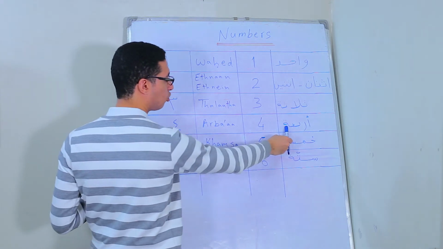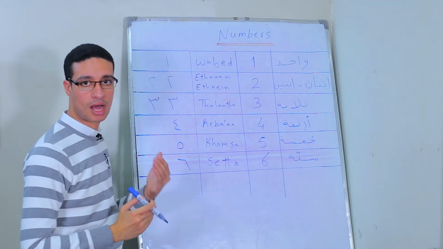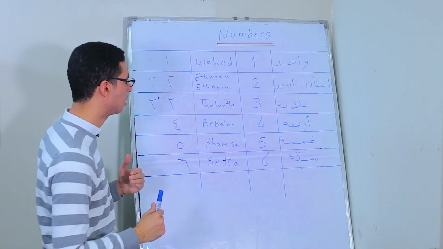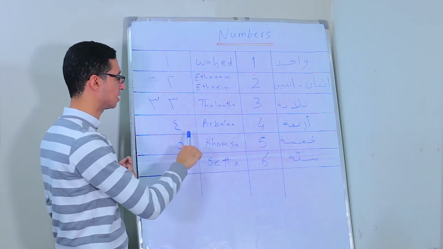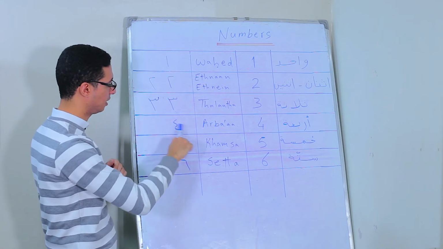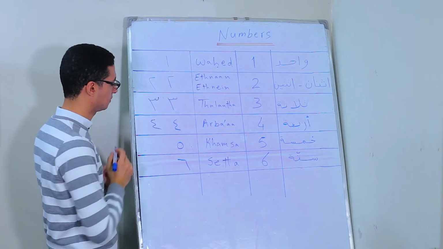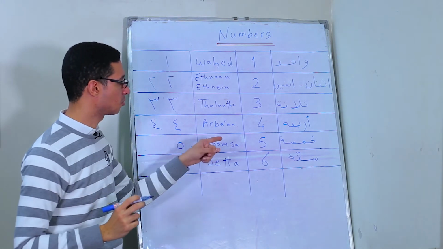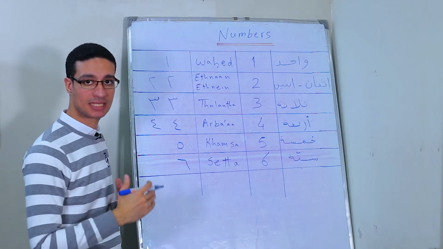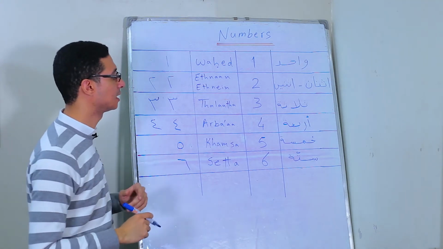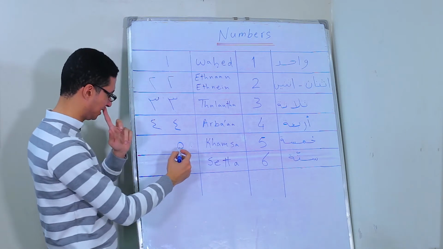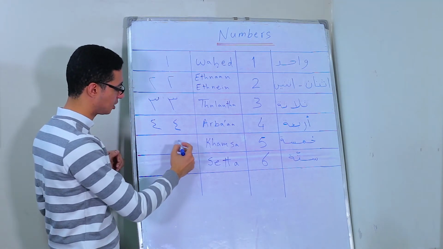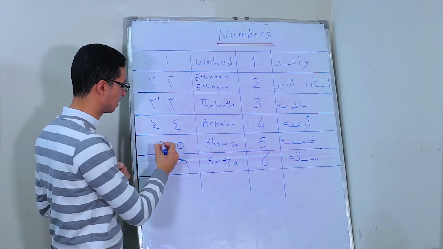Okay, number 4 is أربعة, أربعة. And it's written like this. Okay, 4 like this. The next one is خمسة, خمسة. Okay, 5. When it's written in the form of a number, it's like 0 in English.